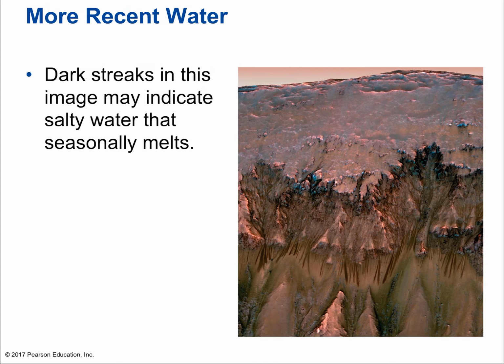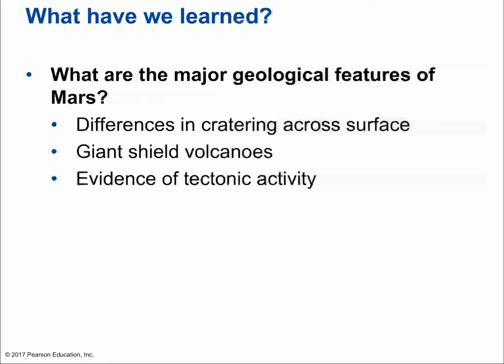So pretty compelling evidence here, all right? It's kind of indirect, right? We're not literally seeing the water, but we're seeing all these telltale signs of the water. Dark streaks in this image may indicate salty water that seasonally melts. This is what I was talking about, the fact that maybe there's still some mud flows even today on Mars, okay?